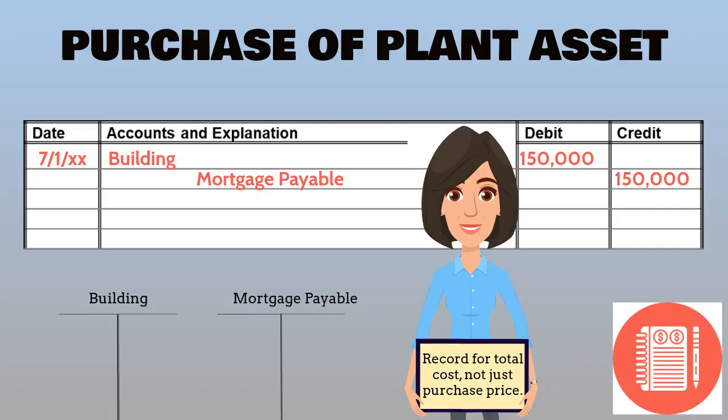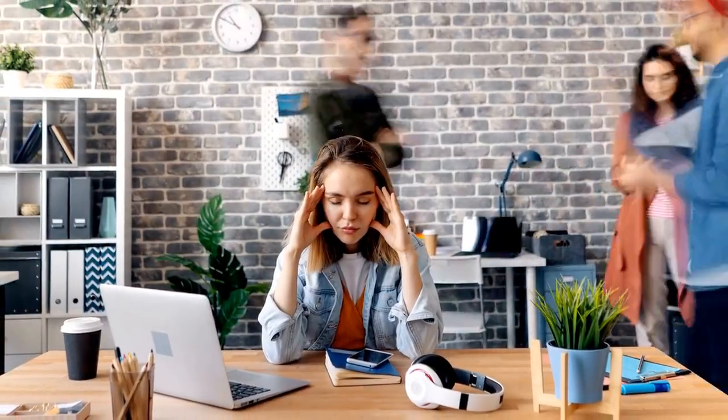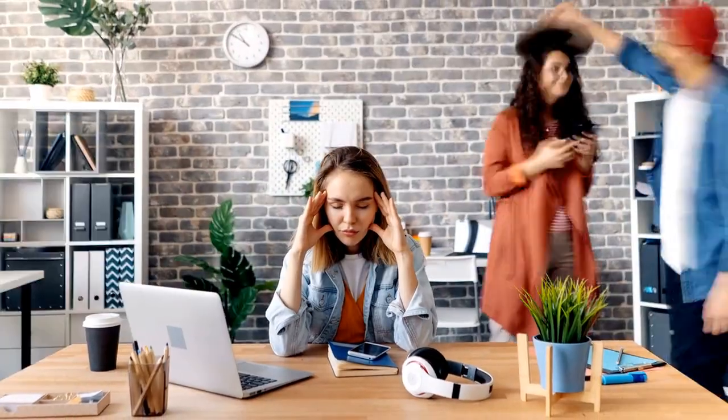Okay, so on to the journal entry. When we purchase a plant asset, we record the cost paid for the asset as a debit and a credit to mortgage payable if it's something like a building, or cash for something smaller like a computer. There's only one thing here that may not make sense. Don't we record for the purchase price?